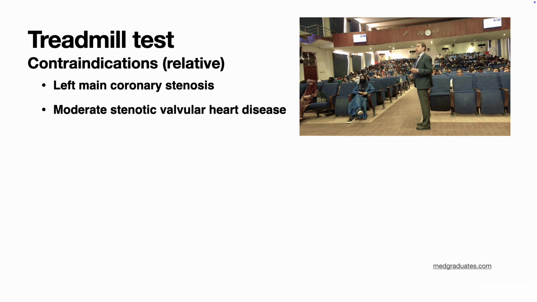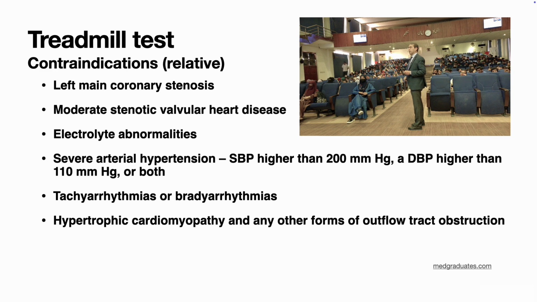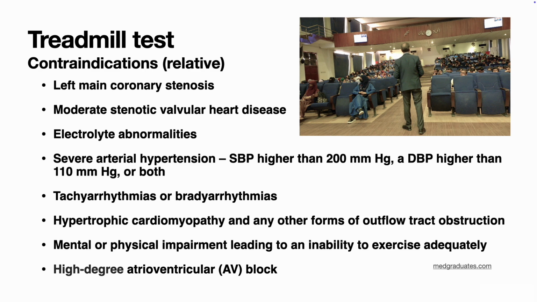The relative contraindications are left main coronary stenosis. I think this should also be avoided. This is a very serious condition because if left main coronary artery is obstructed, almost all of the LV is gone. Moderate stenotic valvular heart disease, electrolyte abnormalities, severe arterial hypertension. If the blood pressure is more than 200 or diastolic more than 110, you should think before doing this test. Tachyarrhythmias, bradyarrhythmias, hypertrophic cardiomyopathies, and mental or physical impairment leading to inability to do the exercise adequately. High degree of AV block, that is third heart block, or second degree heart block, the test should not be done.